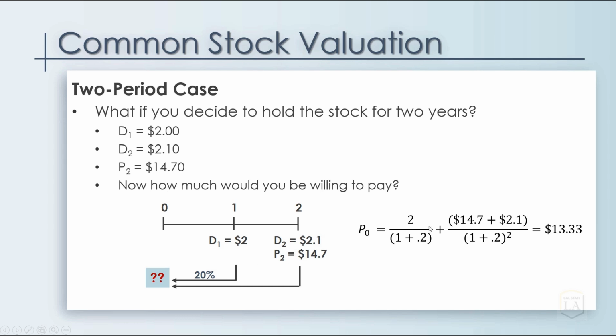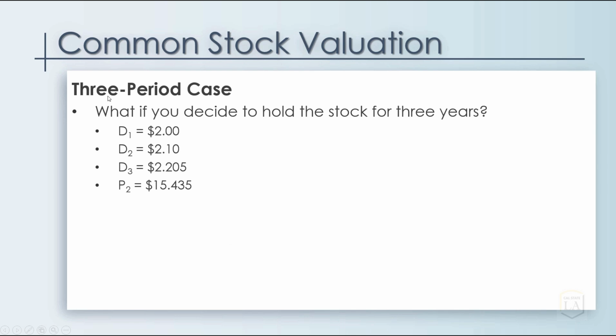Okay, so the maximum price you're willing to pay would be $13.33, which should be equivalent to the stock price. Okay, so now one more period extension. So the 3 period case. What if you decide to hold the stock for another year, for 3 years? And in the meantime, you'll be collecting another dividend.